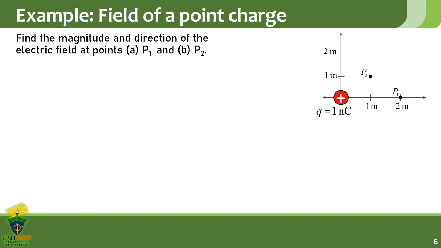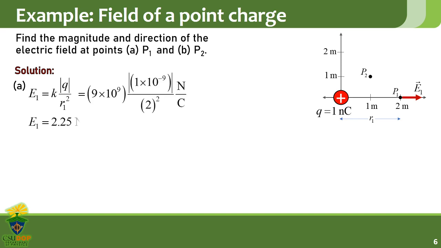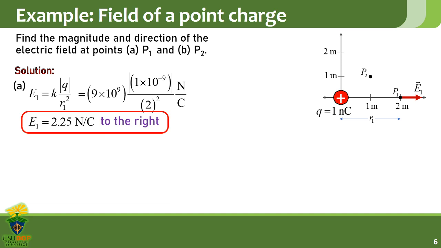For the electric field at P1, which is E1, the direction of the field is to the right or towards the positive x-axis. Knowing the direction, we solve for its magnitude using Coulomb's law. Substituting the given values of Q and R1, we get a value of 2.25 newtons per coulomb. The magnitude and direction of the electric field at P1 is then 2.25 newtons per coulomb to the right. In terms of vectors, it is 2.25 newtons per coulomb i hat.